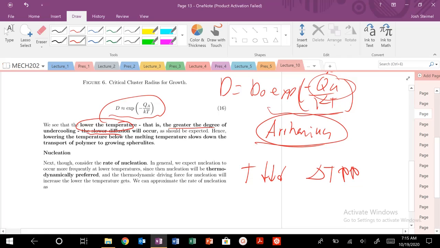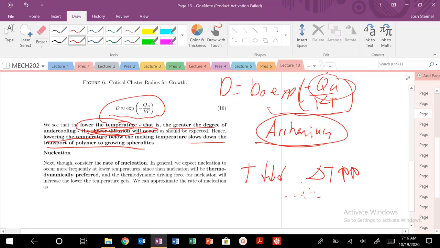And again, that makes sense because at low temperatures it's a thermally activated process, so our number of jumps decreases, and so our diffusion slows. Lowering the temperature below the melting temperature will slow the transport of polymer to the growing spherulites.